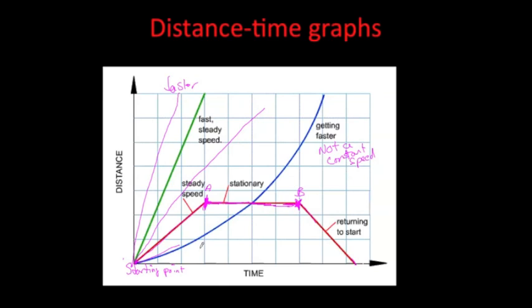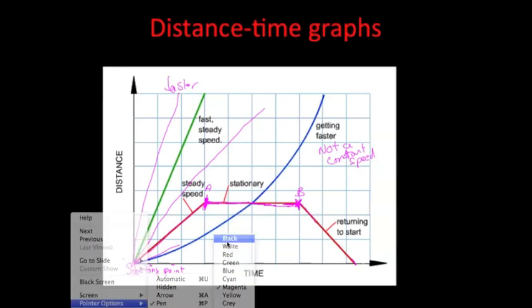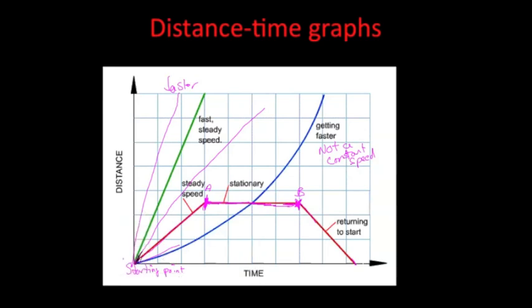If there was another line here, let me get a different pen color. We'll use black. If we show a curved line that curves towards getting more and more flat, this is an object that is starting to slow down, not at a constant speed because it's curved.